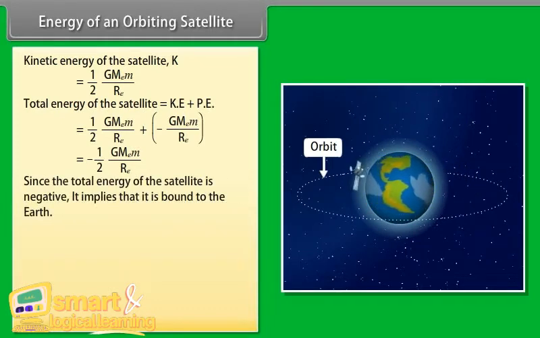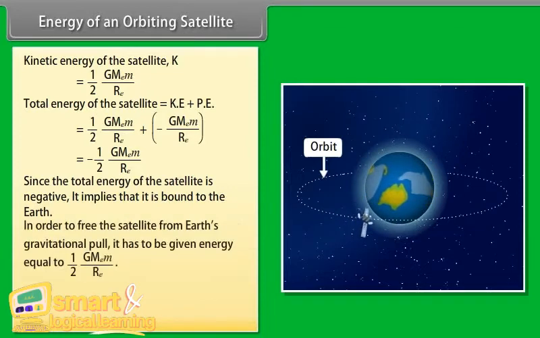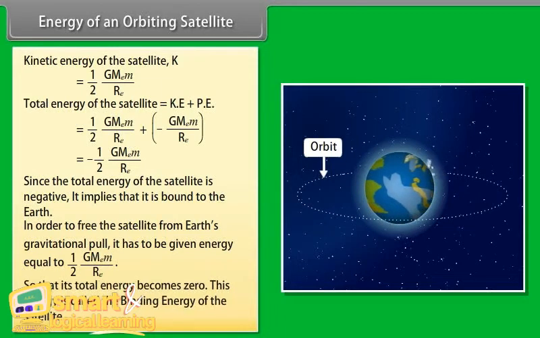Since the total energy of the satellite is negative, it implies that it is bound to the Earth. In order to free the satellite from Earth's gravitational pull, it has to be given energy equal to 1/2 GM_e m / R_e, so that its total energy becomes 0. This energy is called the binding energy of the satellite.